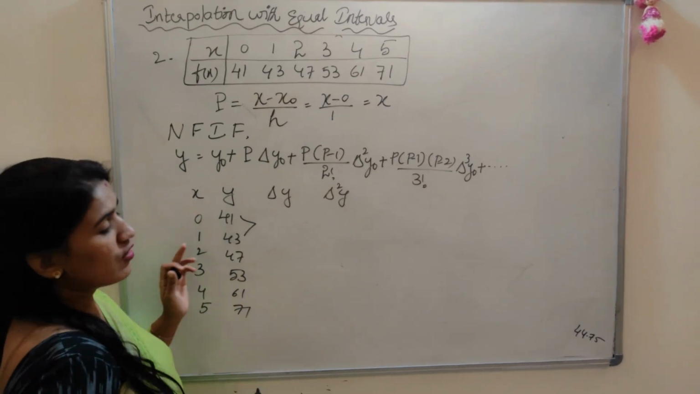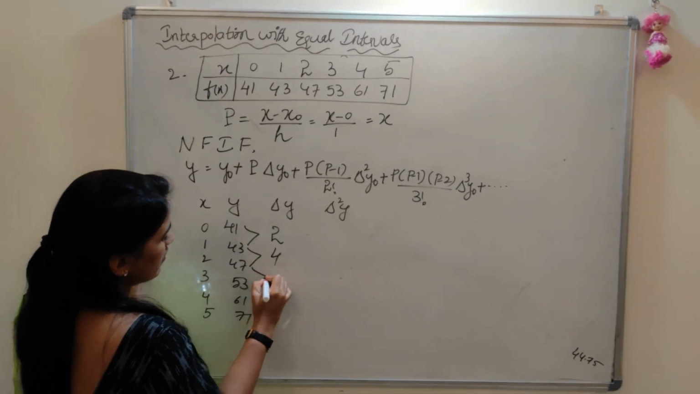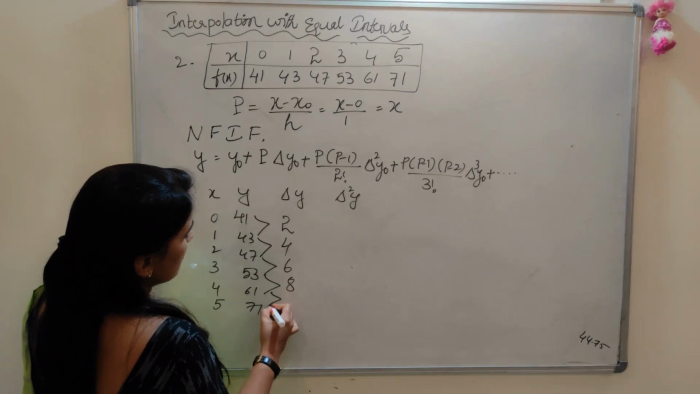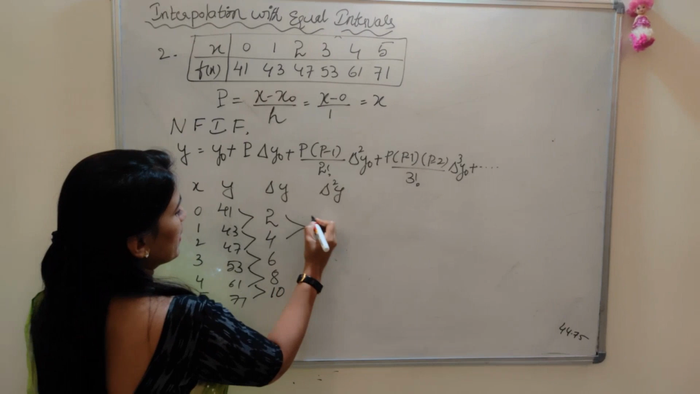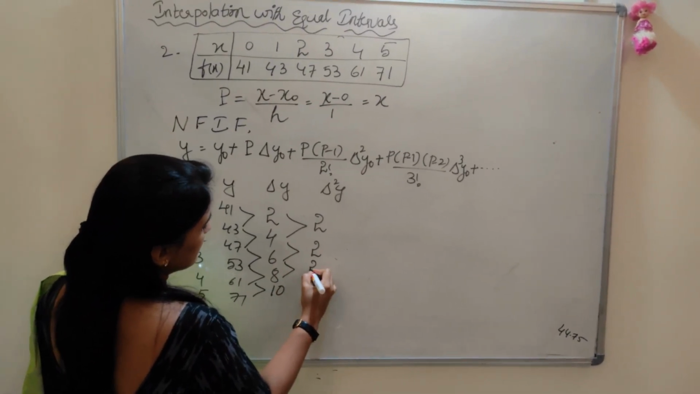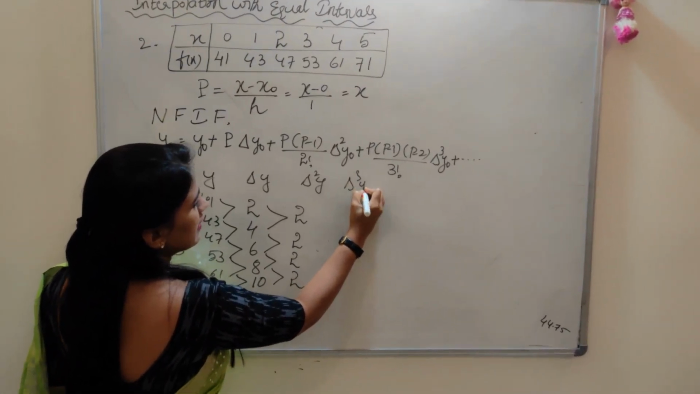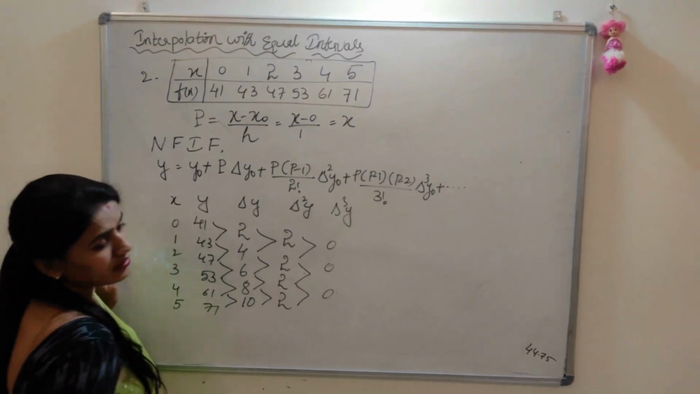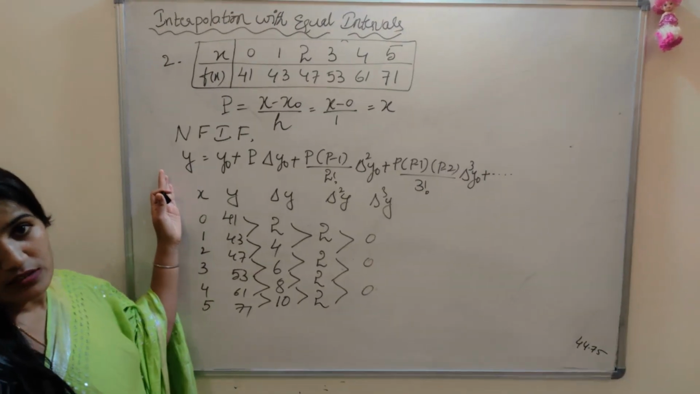So first difference: 43 minus 41 is 2, 47 minus 43 is 4, 53 minus 47 is 6, 61 minus 53 is 8, 71 minus 61 is 10. Second difference: 4 minus 2 is 2, 6 minus 4 is 2, 8 minus 6 is 2, 10 minus 8 is 2. So third difference, delta cube y, automatically you got all values are 0. So after constructing the difference table you have to put it in the formula.